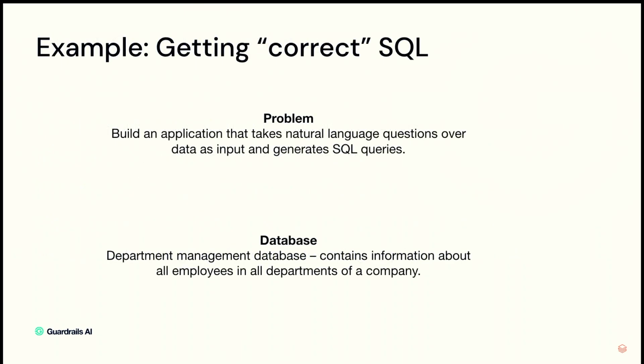All right, so this was set up. What I'm going to do is ground this whole discussion in the example of getting correct SQL. So let's say this is the use case that someone may have where you're building an application that takes a natural language question over some data. And given that natural language question, you generate SQL queries. For example, what was my spending on my account over the last month? And for the purposes of this example, the database that we'll be operating over is a department management database. So it contains what departments there are, how many employees there are, etc.